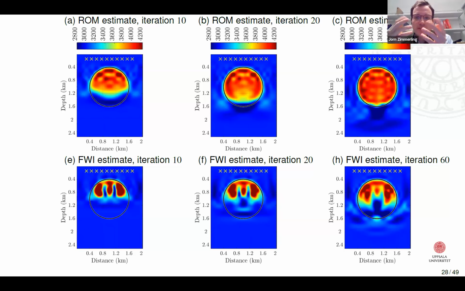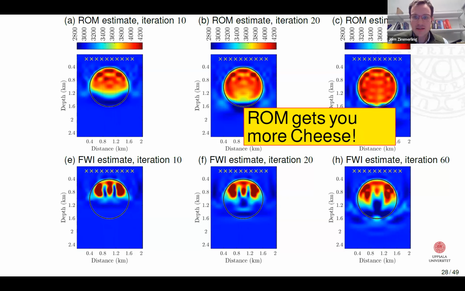This is in order to prevent that we get stuck in some local minima because we don't know the kinematics very well. We see on the top row that the reduced order model converges and fills out this entire cheese, the entire circle. FWI, of course, gets the first reflections, which are easy to match, so getting the top boundary is not a problem, but very quickly you get stuck in a local minimum and you fail to fill out. So if there's only one thing you take home from this talk, it is that the reduced order model will give you more cheese, and this is the main message.